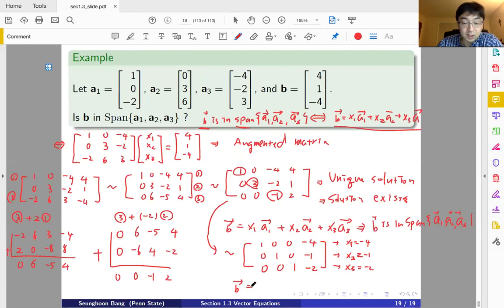Vector B is negative 4 times vector A1 plus negative 1 times vector A2, negative 2 times vector A3. Yes, exactly, a linear combination. Vector B is in the span of A1, A2, A3. That's the whole idea. You don't need more. Just stop here. Each column has a pivot, so we have a unique solution. The solution exists, so vector B is in the span of A1, A2, A3.